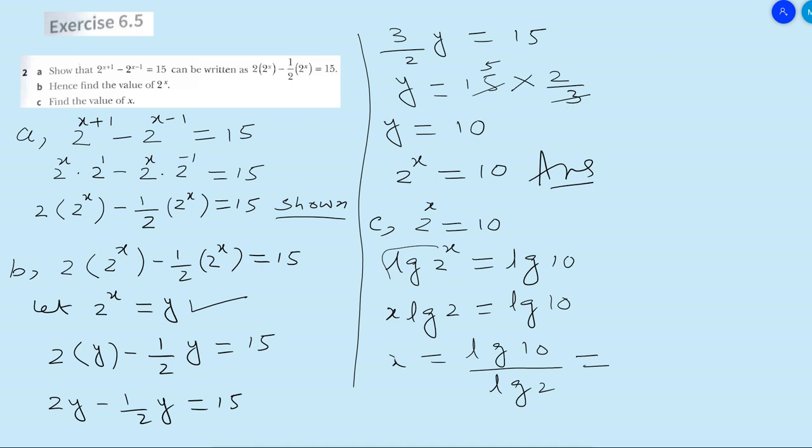This is x. So log 10 upon log 2 is 3.32. This is the answer of part C, the value of x. So very easy question and very interesting question, question number 2. Now move to question number 3.